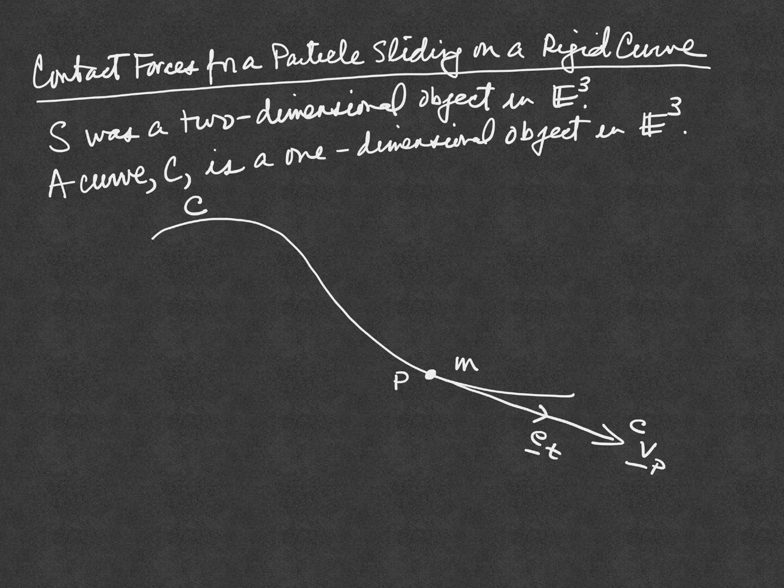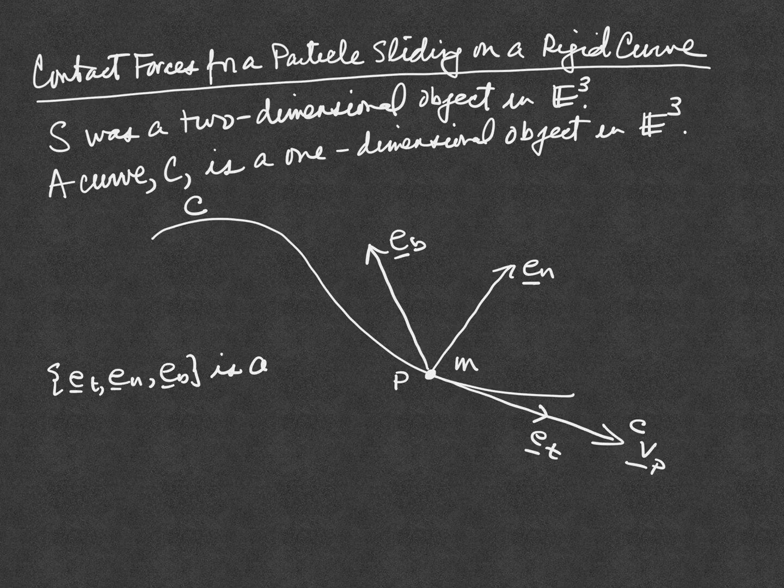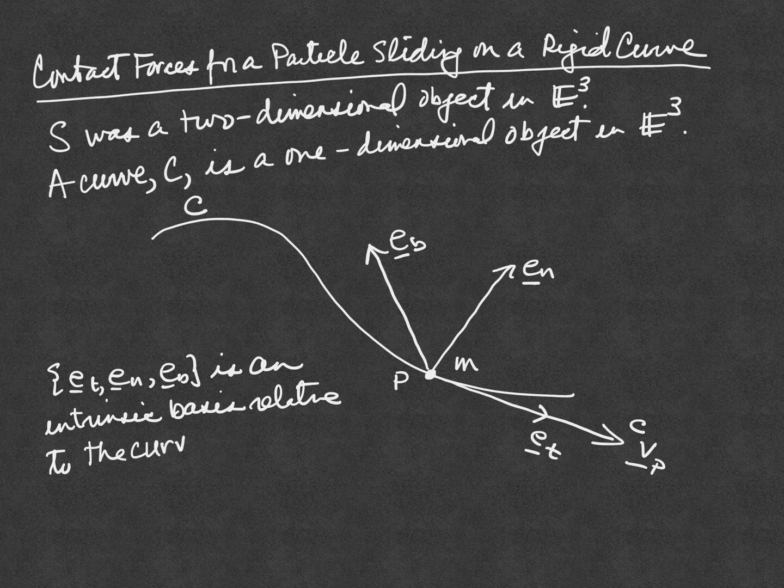So we're actually going to use an intrinsic basis in order to be able to do this. And then we have the principal unit normal to the curve. And finally, we have the principal unit binormal to the curve. So E_T, E_N, and E_B is an intrinsic basis relative to the curve C.